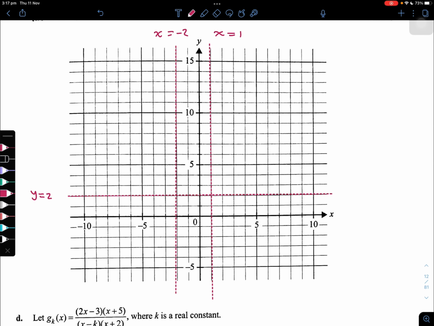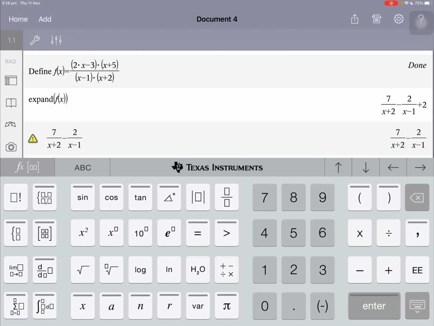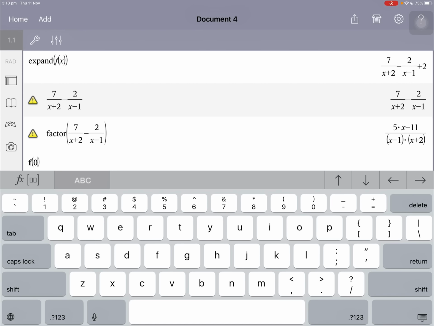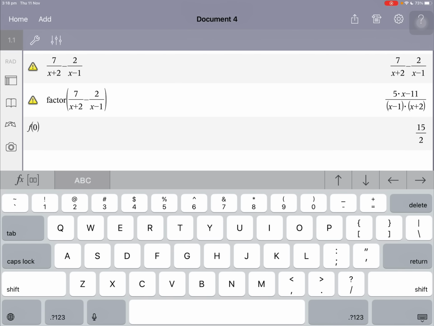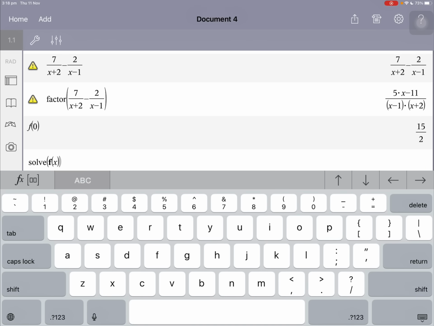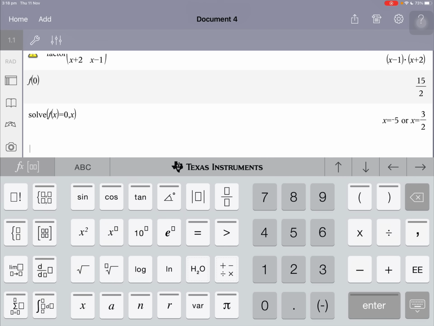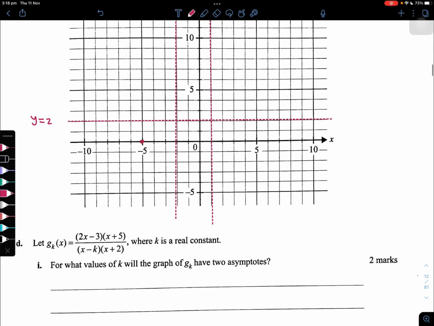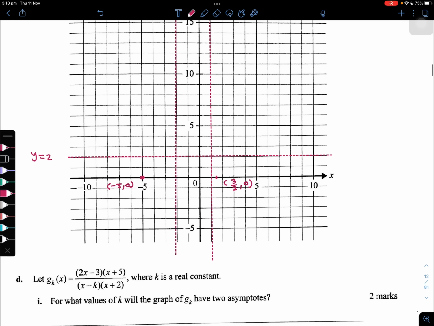Okay, now let's just find specific features about this graph. So first what I'm going to do is find the y-intercept and the x-intercepts. That's going to help us be a bit more accurate. So let's go f of 0. That gives us 15 on 2, or 7.5. And let's solve f of x equaling 0. That gives us negative 5 or 1.5. Okay, so negative 5 is here. 1.5 would be right there. And 7.5 would be, I think, right there. So we go 0, 15 on 2, right?